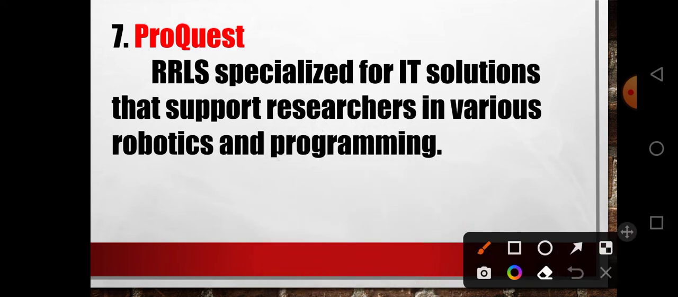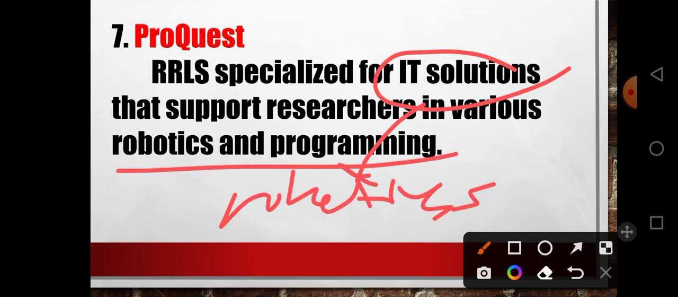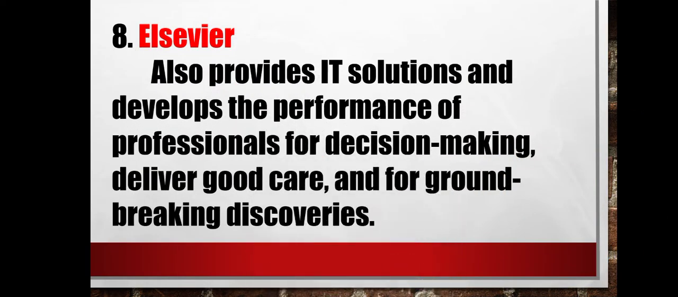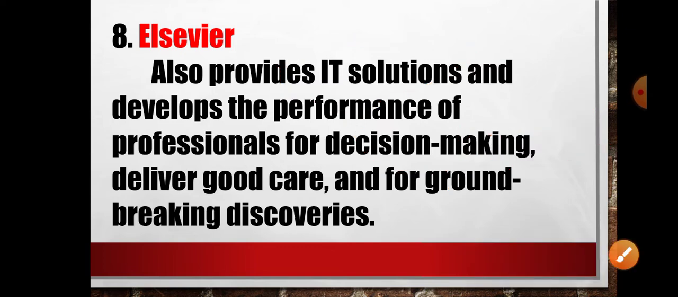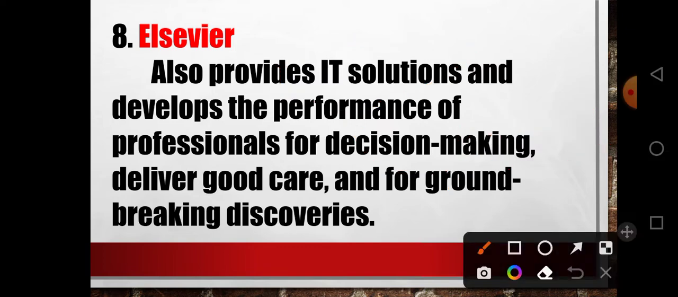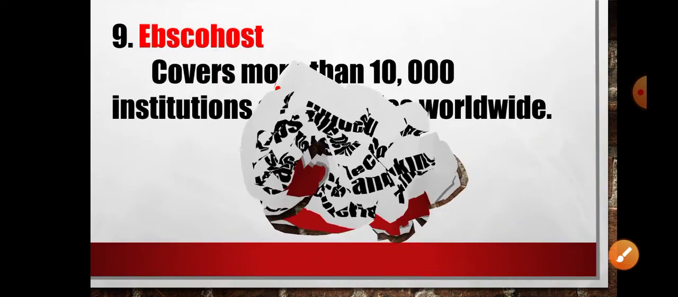So ProQuest provides IT solutions, especially for robotics. Okay, so it can support researches under programming. Then we also have Elsevier. It also provides IT solutions, and is deemed to be better than ProQuest. Okay, so it shows different sources that can help researchers program certain programs, or program certain robotic devices. Okay, Elsevier. Then we have EBSCOhost.